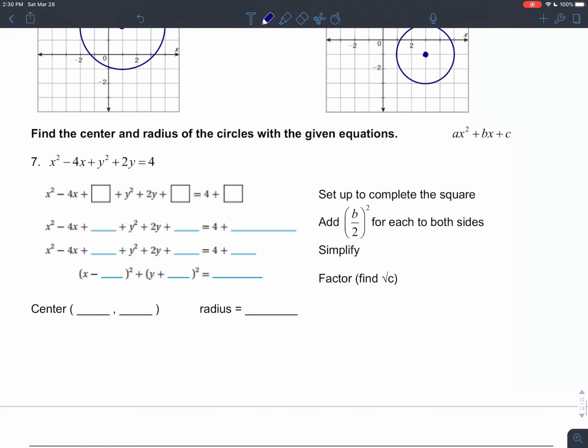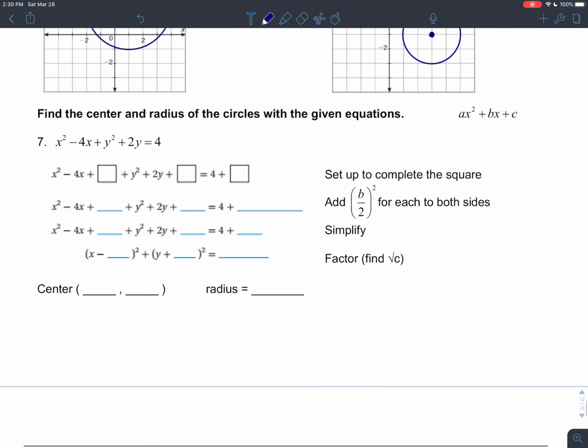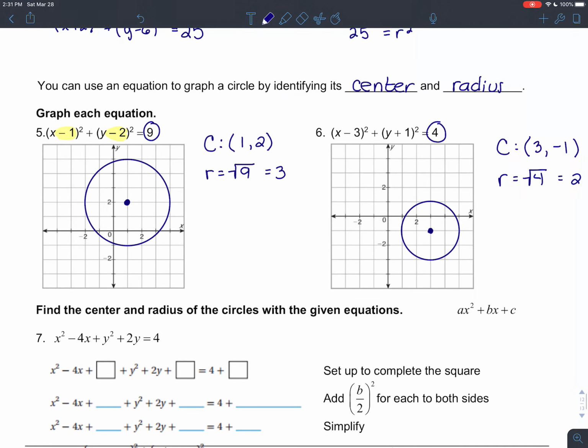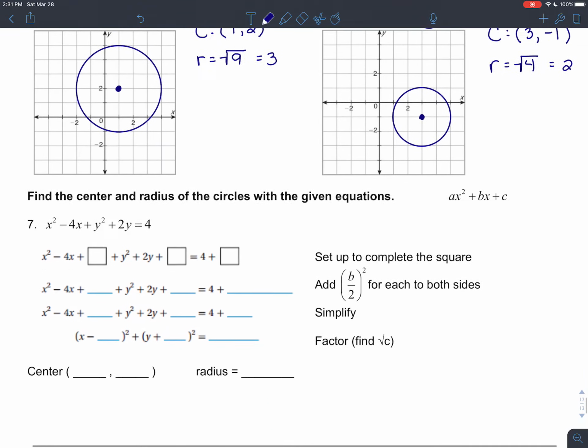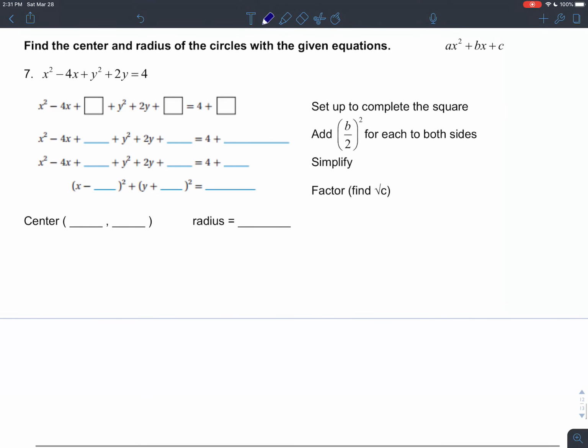Okay, so I'm going to show you these ones in case you just want to fill in your notes here, but I'm also going to show you with algebra tiles why we do this thing called completing the square. So we need this problem to look like the problems that we've done in the past, the ones that have x minus 1 squared plus y minus 2 squared equals the number. So find the center and radius of the circles.